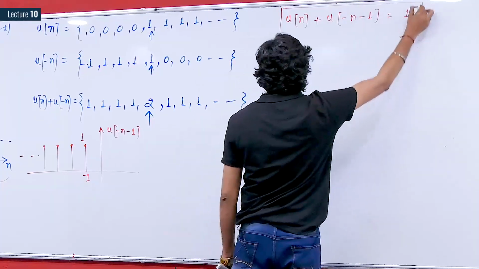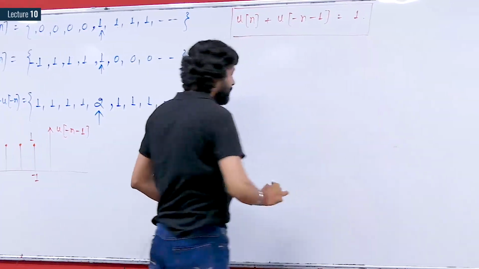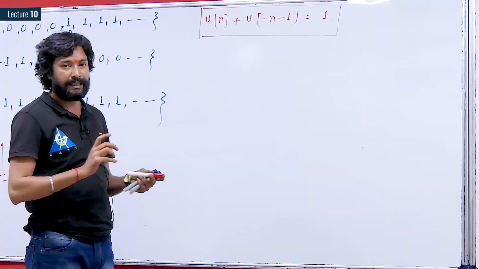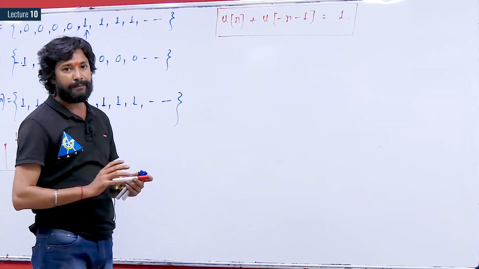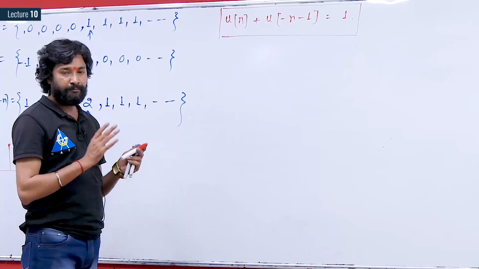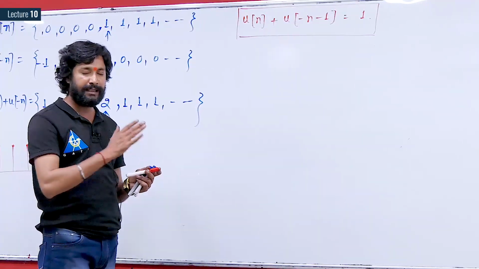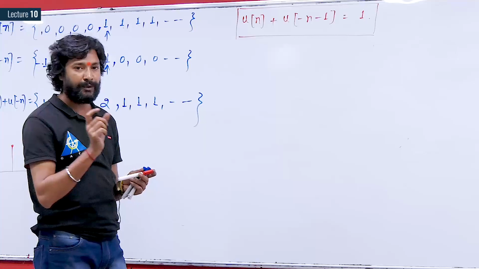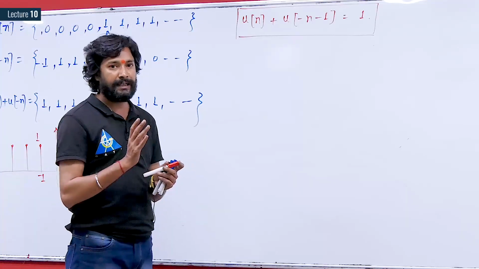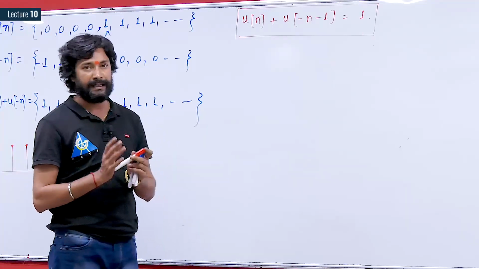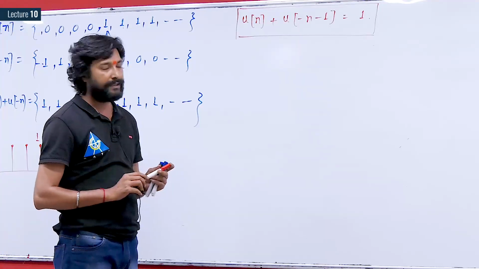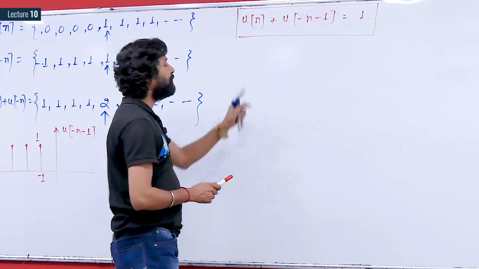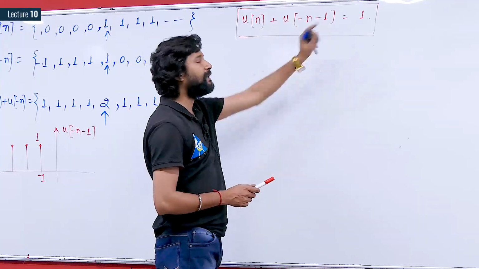So it is again very important, because as we have defined 1 in the continuous time domain to be u of t plus u of minus t, we have also taken the property that if we have to define any particular signal only for t greater than 0, then we can multiply u of t with it. Similarly, if we have to define any signal only for t less than 0, then we can multiply u of minus t with it. But now you can see that u of n plus u of minus n minus 1 is 1.